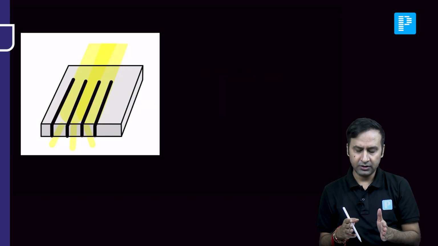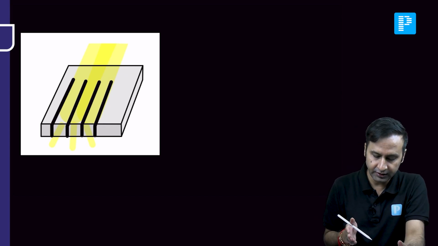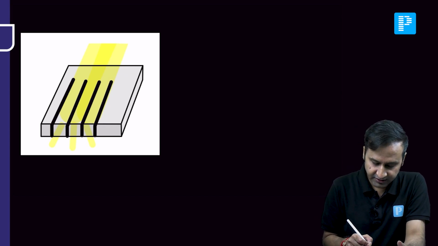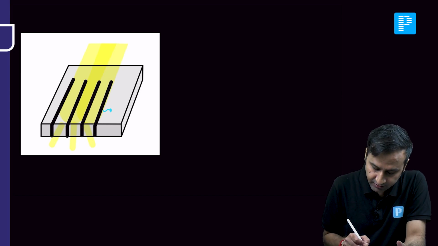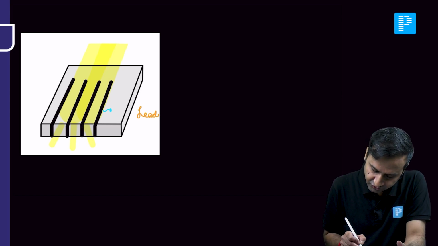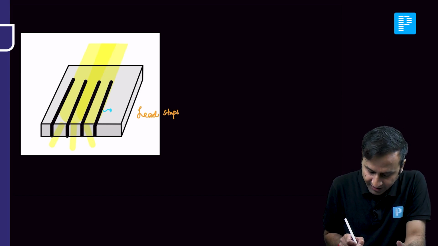So this is the first one. Again, pardon my poor drawing. What I'm showing here is basically a grid. These black colored things, whatever you can see, are lead strips. They are lead strips which are placed parallel to each other.